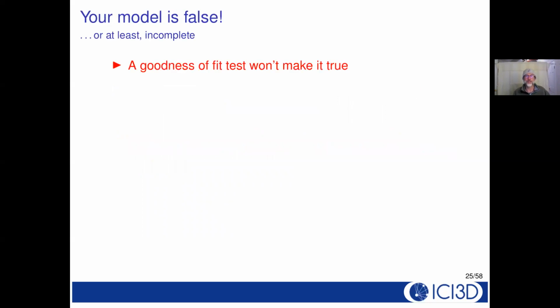Your model is false, or at least incomplete, but what it isn't is a true model of the data that you've observed in the real world. And a goodness of fit test is not going to make your model the true model. But that's what the goodness of fit test is nominally testing. The question of, can I tell whether your model is the true model or not? And the answer is yes, I can tell whether your model is the true model or not, because it's not.